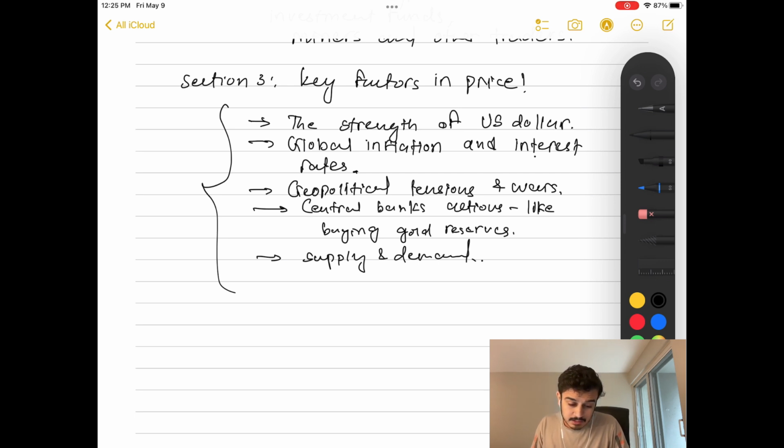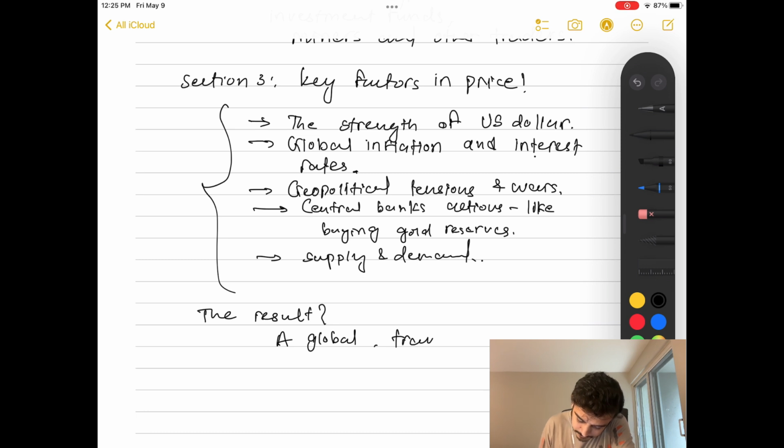Okay, now you might be wondering about the result. So the result: a global, transparent price, but only in dollars.